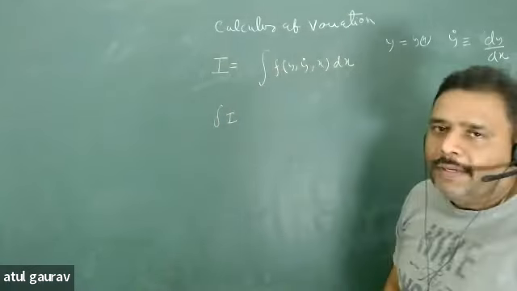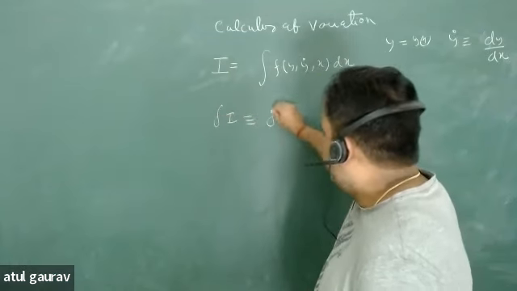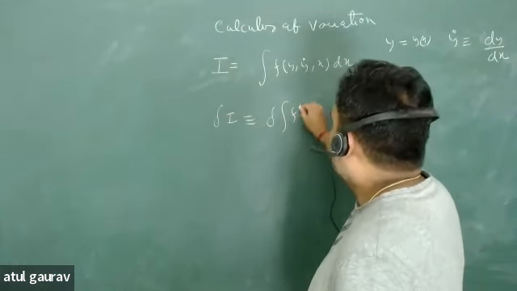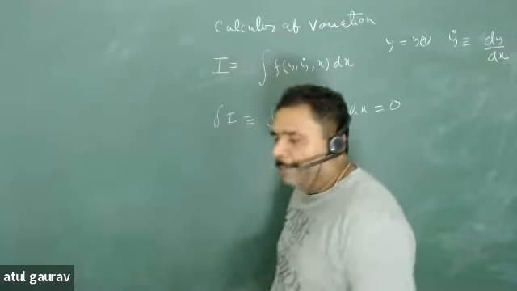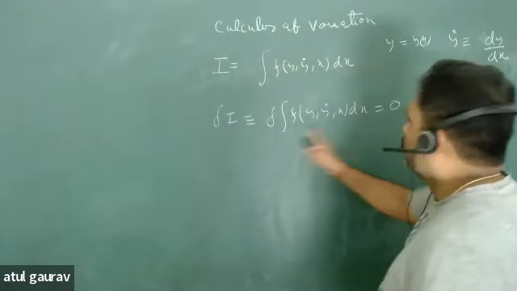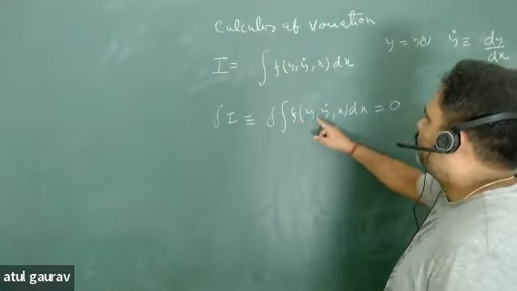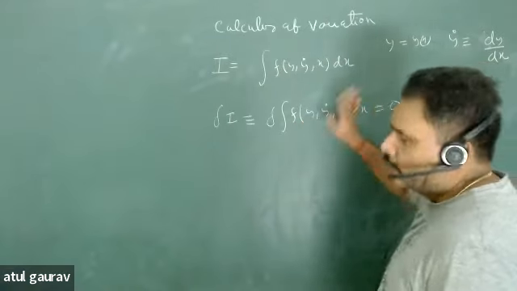So what will happen if we are talking about extremum? Then obviously del I, which is equivalent to del of the integral of f(y, y dot, x) dx, must be equal to 0, because extremum always means I am talking about either maxima or minima. Are you people happy? So this is your del I, and del of the integral of f(y, y dot, x) dx is equal to 0.